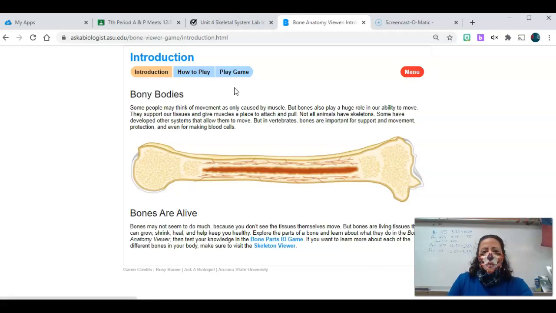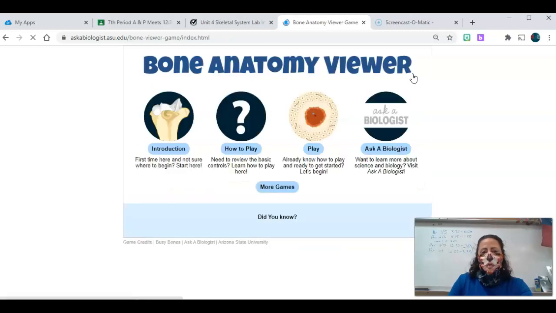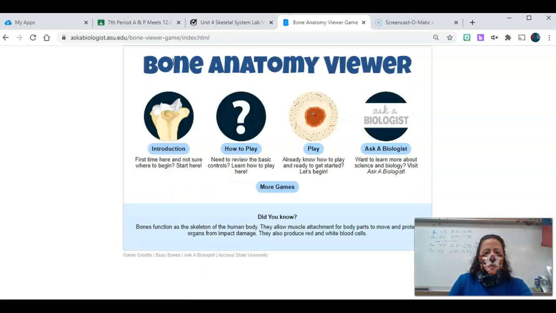When you click on menu, notice there's these 3 things. There's introduction, how to play, and play the game. And then there's the menu button. It's going to take you back right where we started. New fact for Did You Know? How to play, here are the directions.